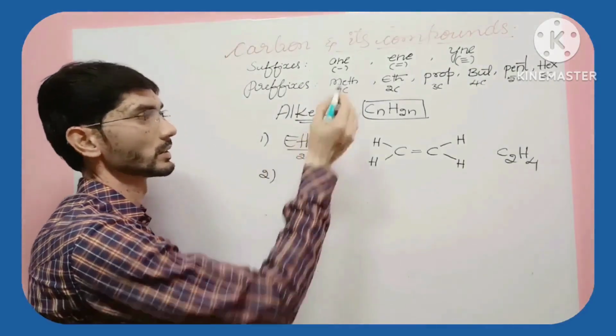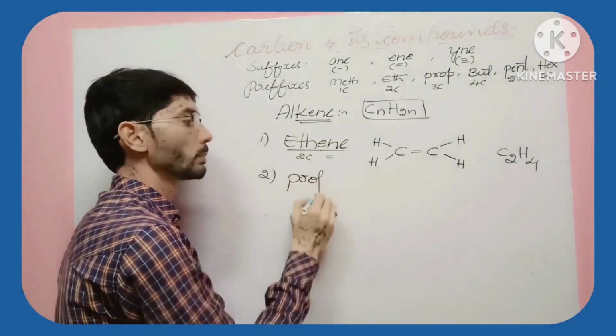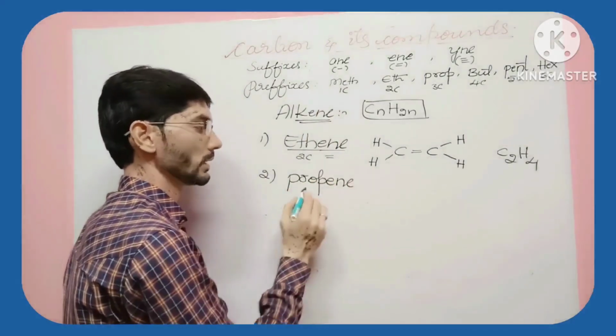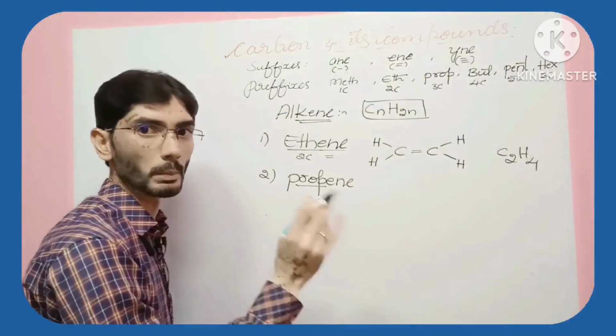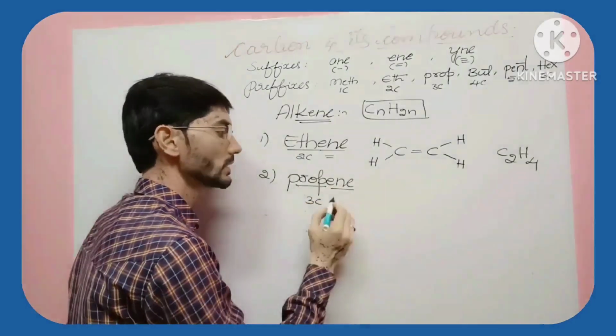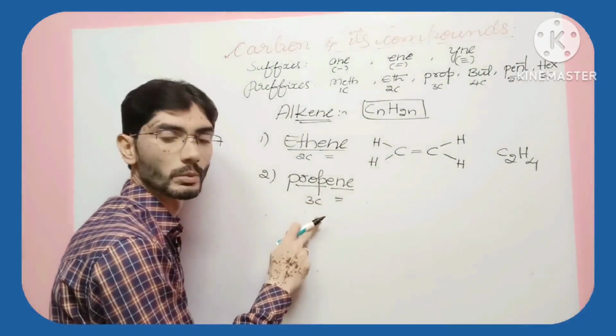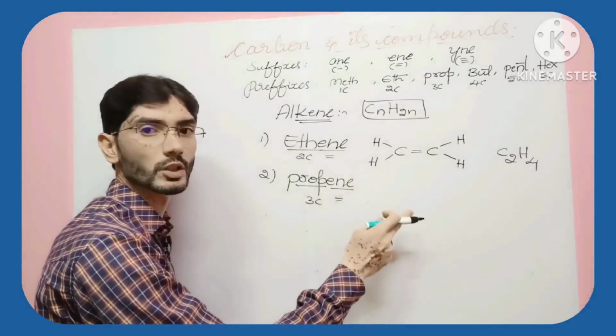Now the second one is propene. Prop means nothing but 3 carbon atoms. Monkey eat, P means 3. ENE means double bond. This rough work you need to remember, then only, without confusion, you will be able to write.